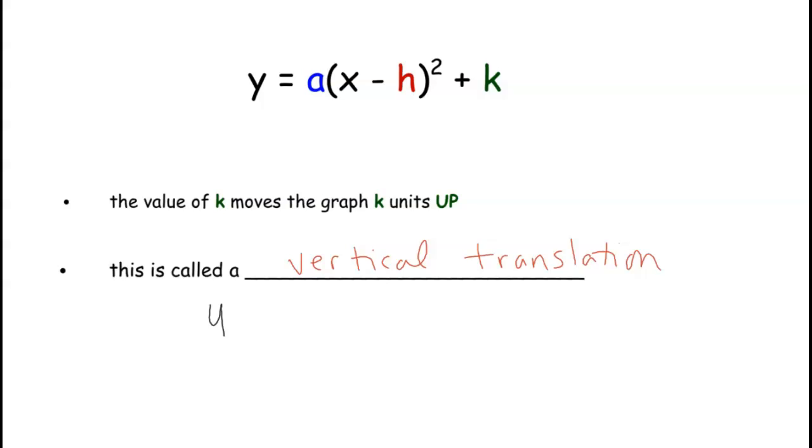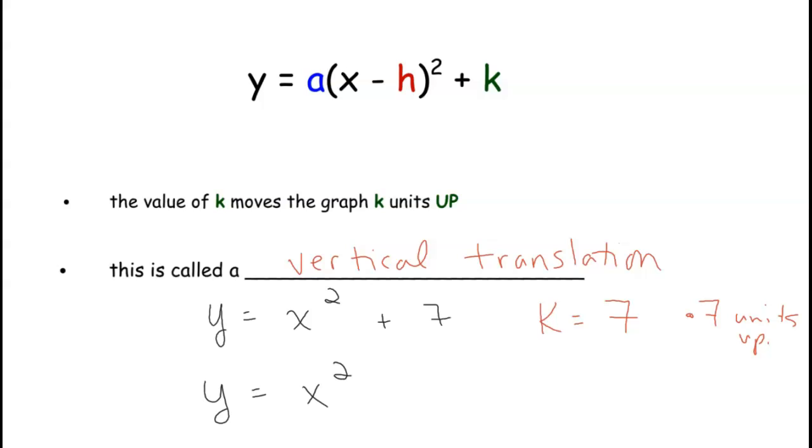So if, for example, I had y equals x squared plus 7, then that plus 7 tells me my k value. My k value in this case is 7, and that means my graph moves 7 units up. However, if I have a value of k that is negative, I would see that as a subtraction. So x squared minus 5, for instance. Then that would mean that my k value is -5, and my graph moves 5 units down instead.